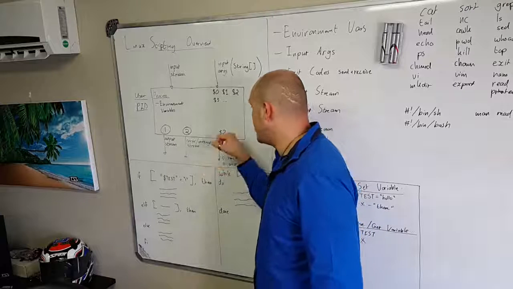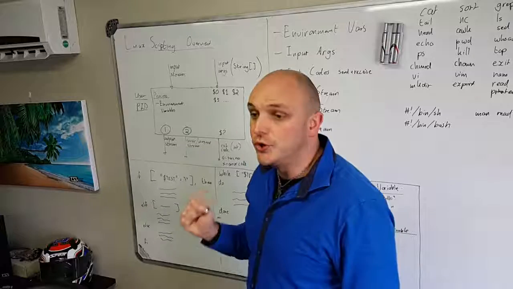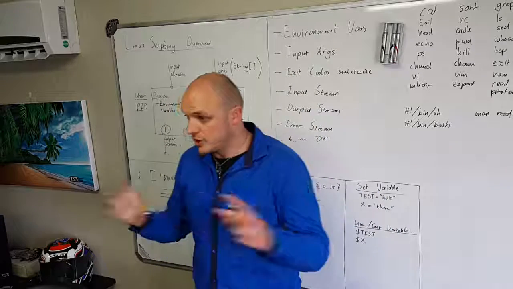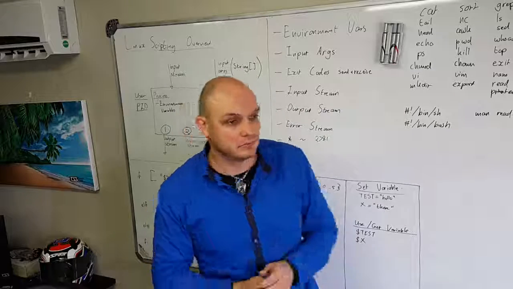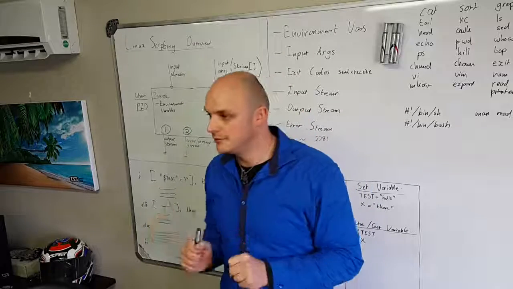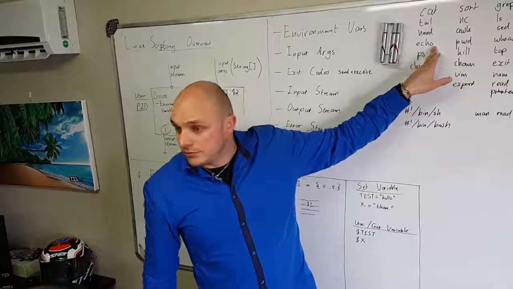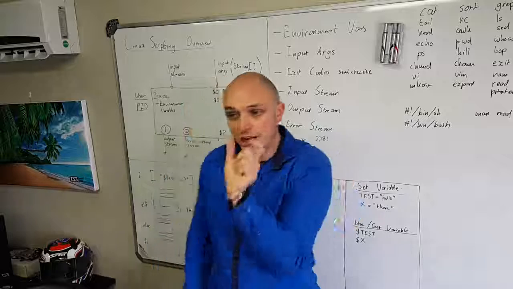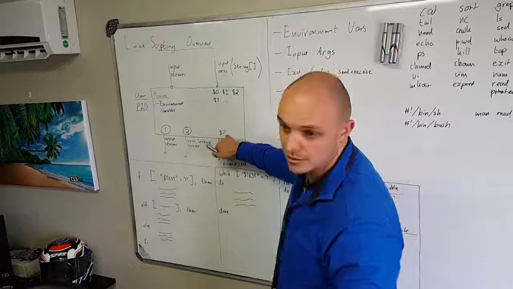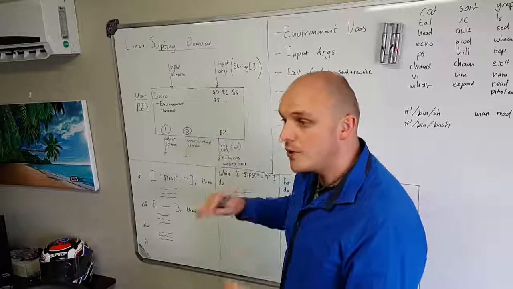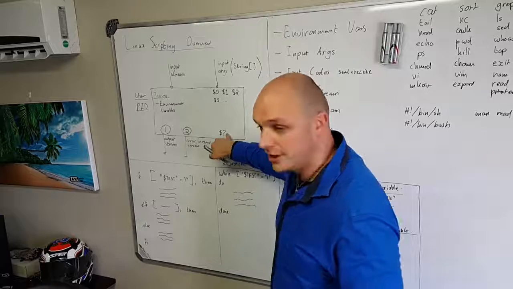Your exit code, now you have to be specific what you're referring to. If you execute a command in your script, so in your script you say echo the word test, the exit code of the echo command that executed will be stored in a variable called question mark. So whatever the previous line was, the exit code will be stored in there.